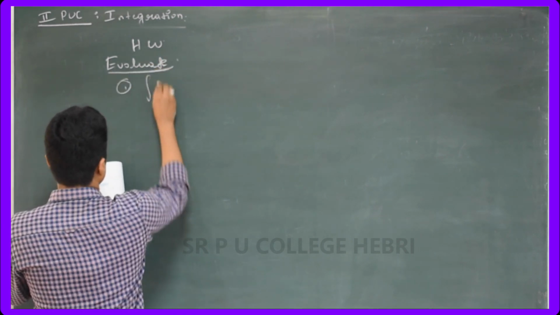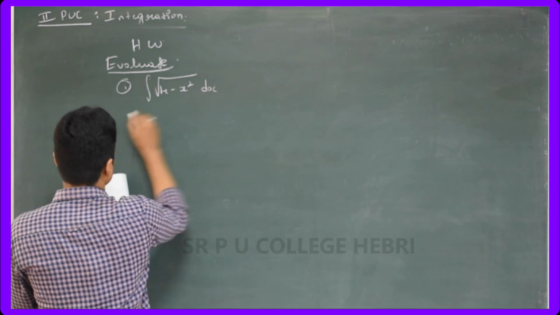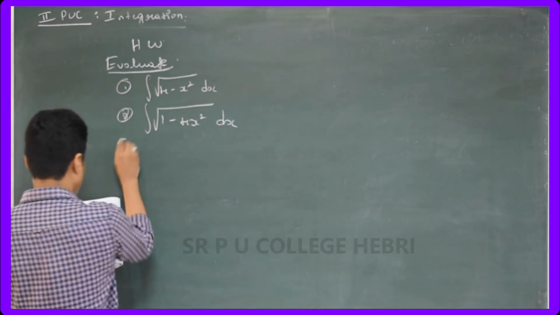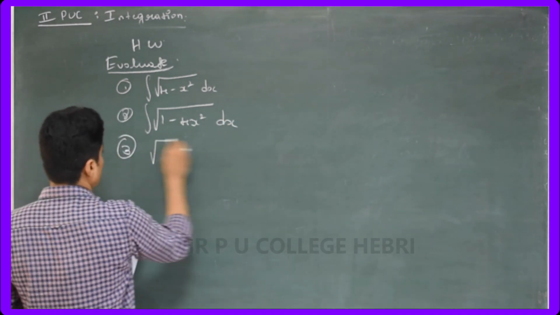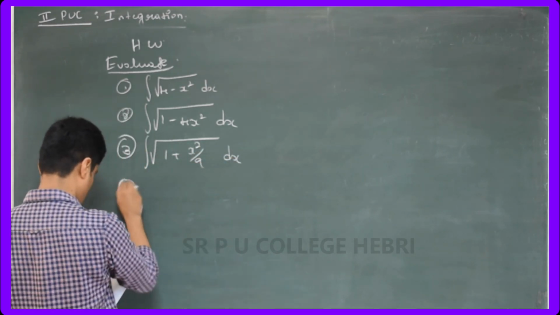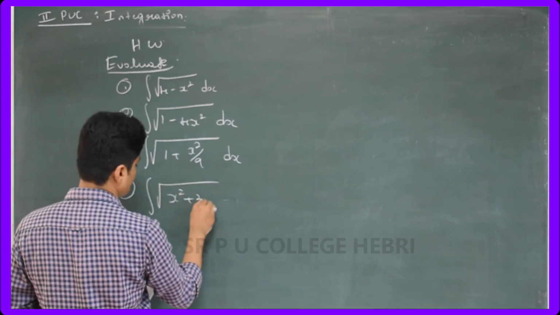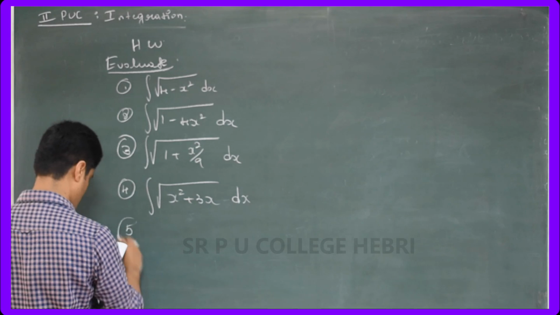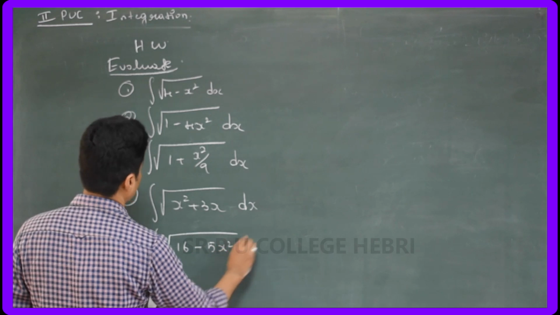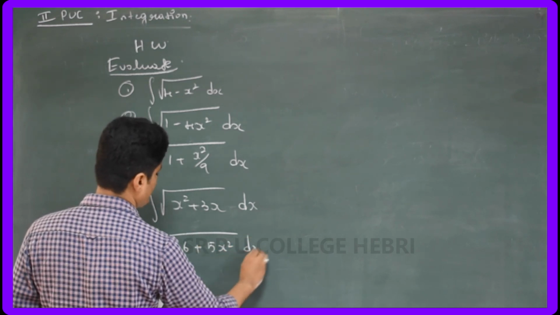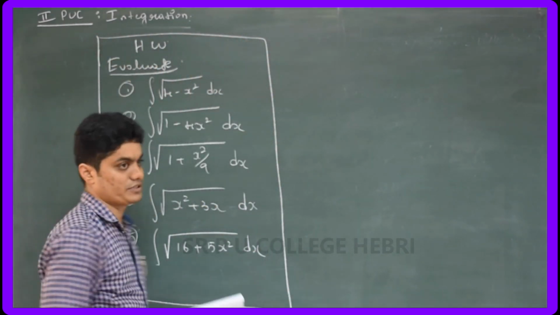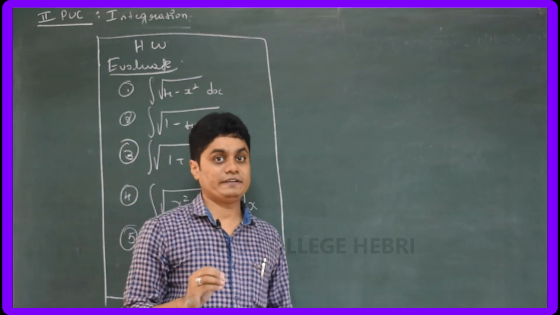First question, root of 4 minus x square. Second one, root of 1 minus 4x square. These are textbook questions. Similar problems I have already discussed, remember that. Root of 1 plus x square by 9. Root of x square plus 3x. And one more, root of 16 minus 5x square, or 16 plus 5x square dx. So these are the 5 homework problems. With these 5 homework problems and the theory part which we discussed now, we completed indefinite integration.